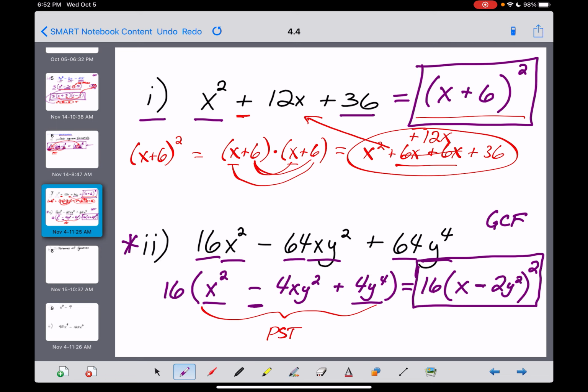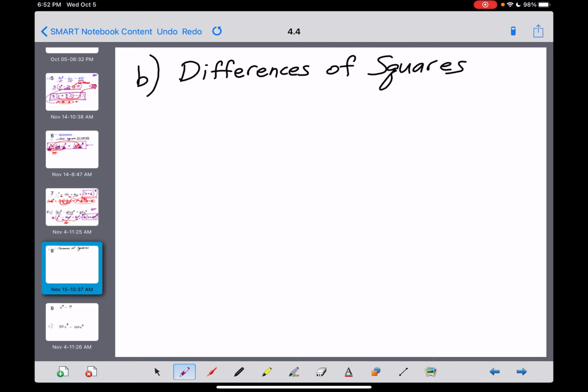Okay, and the second, and actually the last thing we're going to talk about here, the second special factoring pattern is something called a difference of squares. Now, a difference of squares, the word difference implies the operation of subtraction. What's unique about a difference of squares, though, guys, is that it is a binomial expression. It only has two terms.